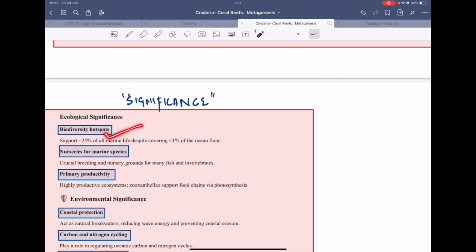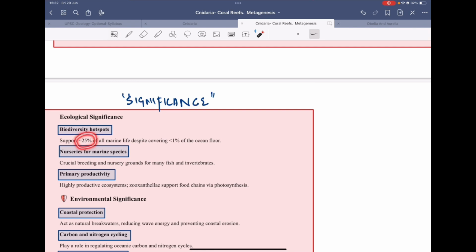They act as a biodiversity hotspot. You know that zoos have many organisms. If you have seen the movie Nemo, you will observe that the fish is living in those moving structures. They are actually the corals. So these act as a biodiversity hotspot. These are also called the forests of the ocean.